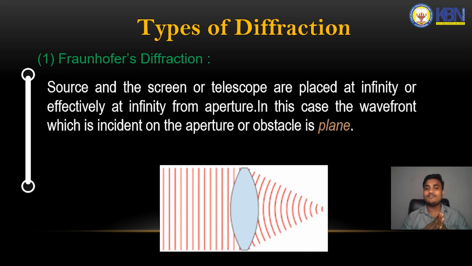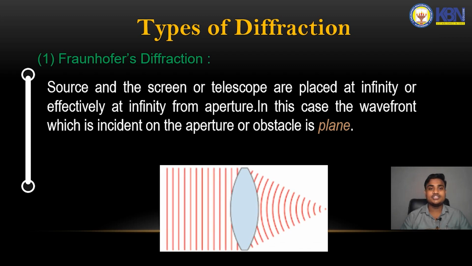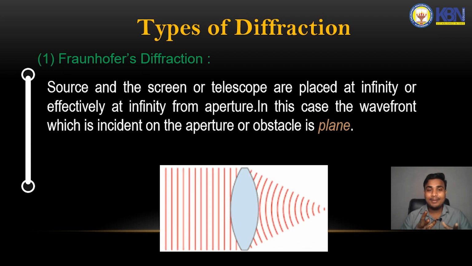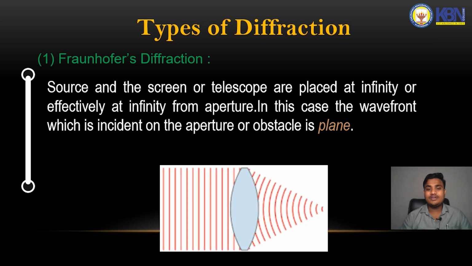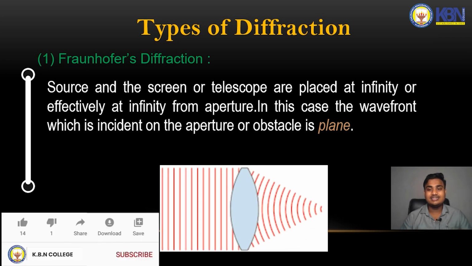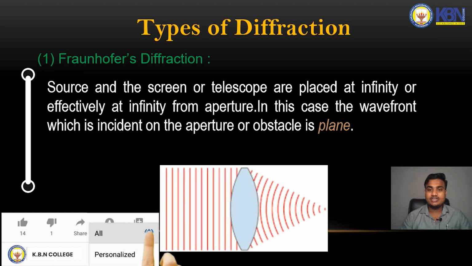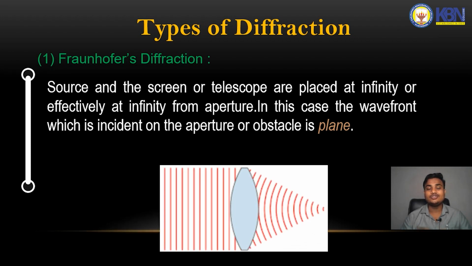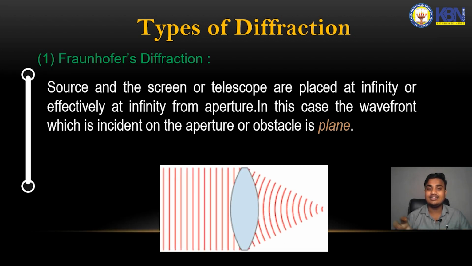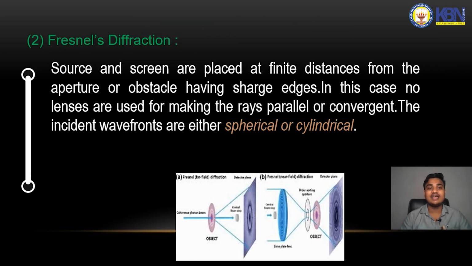Now coming to the types of diffraction, the first one is Fraunhofer's diffraction. In this class of diffraction, the source and the screen are placed at infinity, or effectively far from the aperture. In this case, the wavefront which is incident on the aperture of an obstacle is plane. The wavefront is plane when source and screen are placed at infinity from the aperture. Now coming to the next one, Fresnel's diffraction.